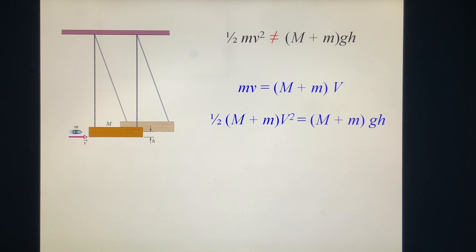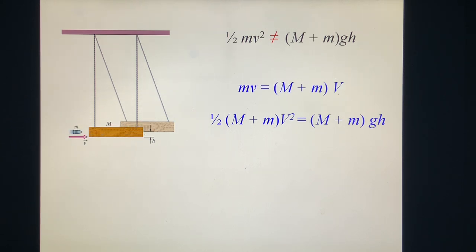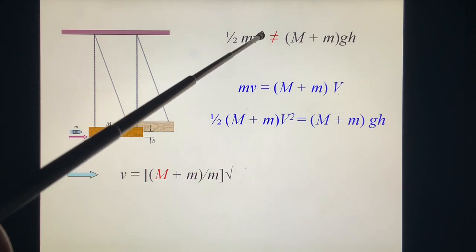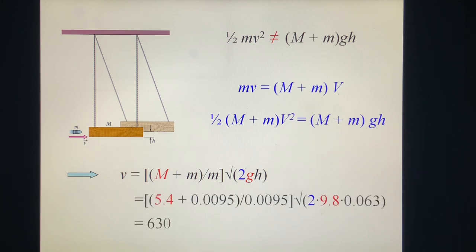Yes, this is a very important process. In this process, when they hit, the mechanical energy is not conserved. After they move together, the mechanical energy is conserved. Okay? With these two equations, we very easily find the V. This is very simple calculus, so I am not going to do it. We put the numbers in, and it is very easy to find V equal to 630 meters per second.